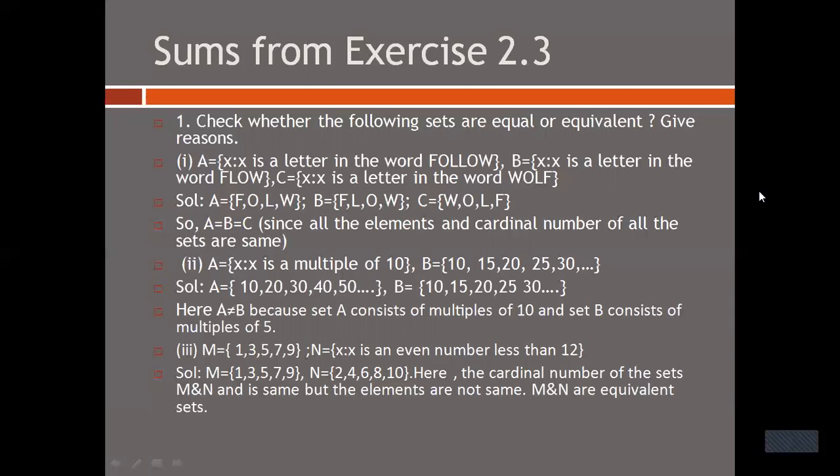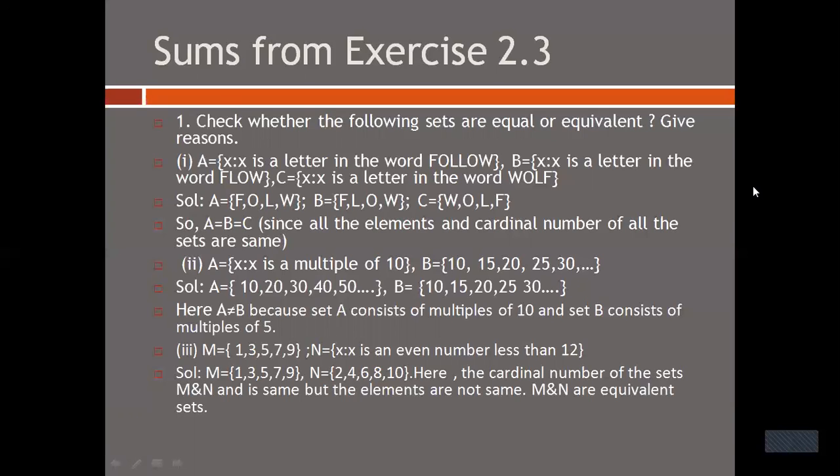So A is equal to {F, O, L, W}, set B is equal to {F, L, O, W} and set C is equal to {W, O, L, F}. Here, in all the sets, the cardinal number, that means the number of elements, is the same. That is, 4 elements are there in all the 3 sets. So the cardinal number is the same, as well as the elements are also the same. So these 3 sets are equal sets. That's why A = B = C.